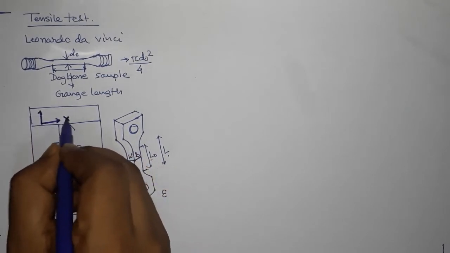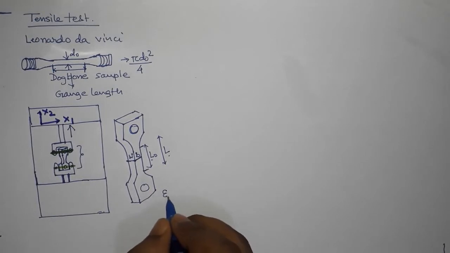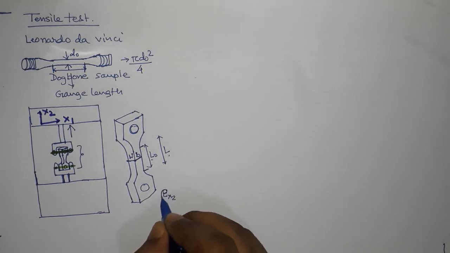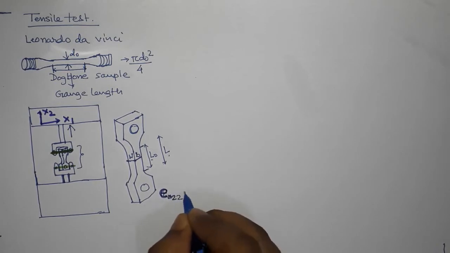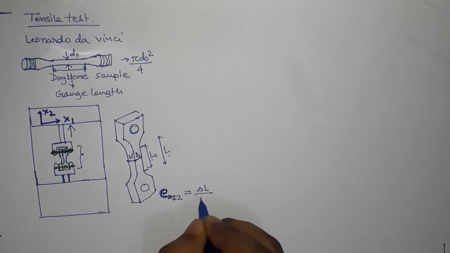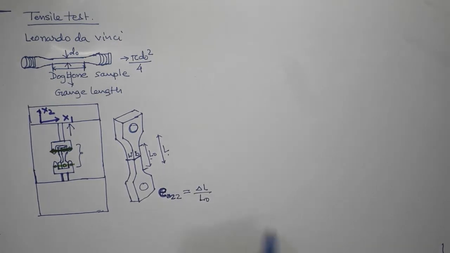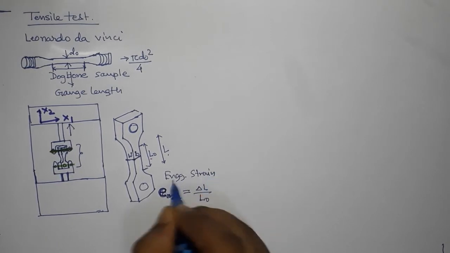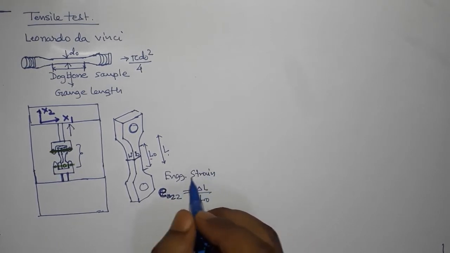So this is my x1 direction and this is my x2 direction. So I will have the strain in the x2 direction, which will be e_x2, not epsilon x2, and you know the difference. So instead of x2 I'll write e22, which will be delta L by L0, right? So this is my engineering strain.